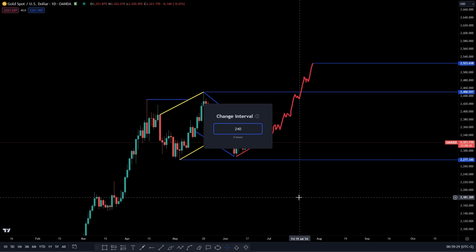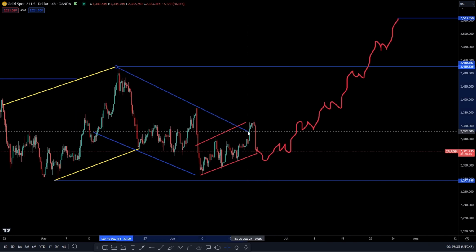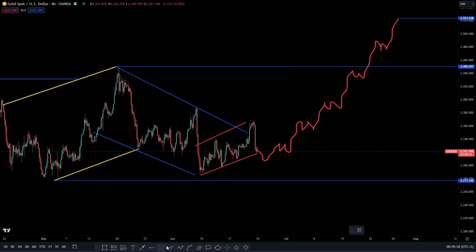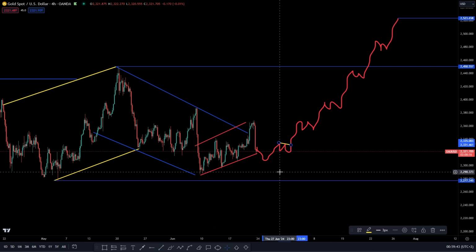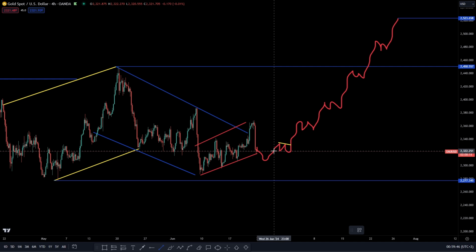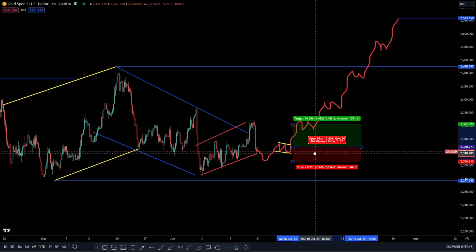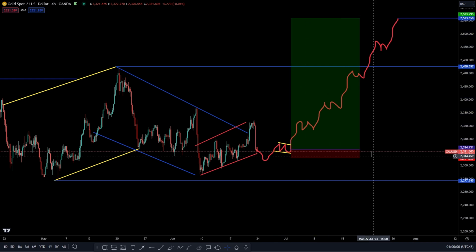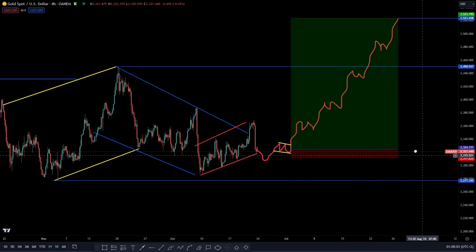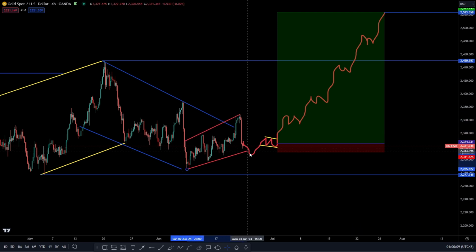Now for entries, any correction I see, and if it makes sense to me, I'm gonna take it because the bullish momentum is strong here. So any bullish flag that I see, I will take it. Then I'm gonna target the high. So gold does look like it can offer us a bit of a decent profit moving on.